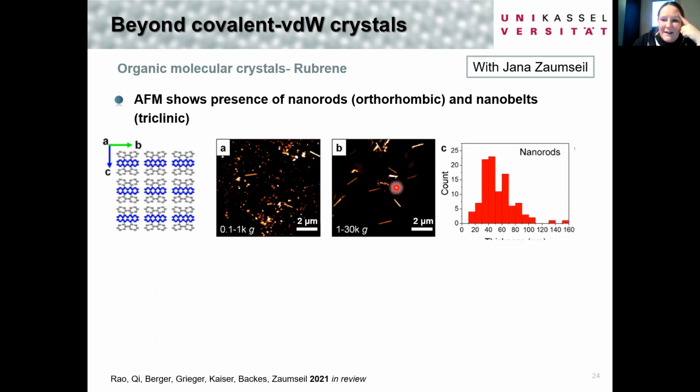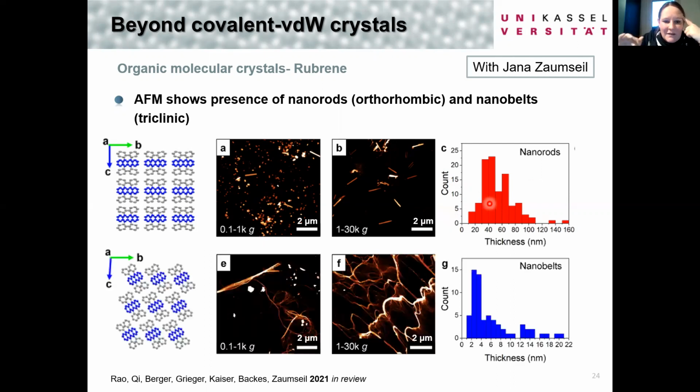So here is a little statistics of the rod sizes. For the other rubrene polymorph, the triclinic rubrene, we actually observed these nanobelts, or rather nanobelt bundles. When I first saw it, I thought it was copper nanotubes, but it's actually not. It's really the rubrene. And these can be very thin, down to like 1 to 2 nanometers. So there can be even individual rubrene nanobelts that can be produced.